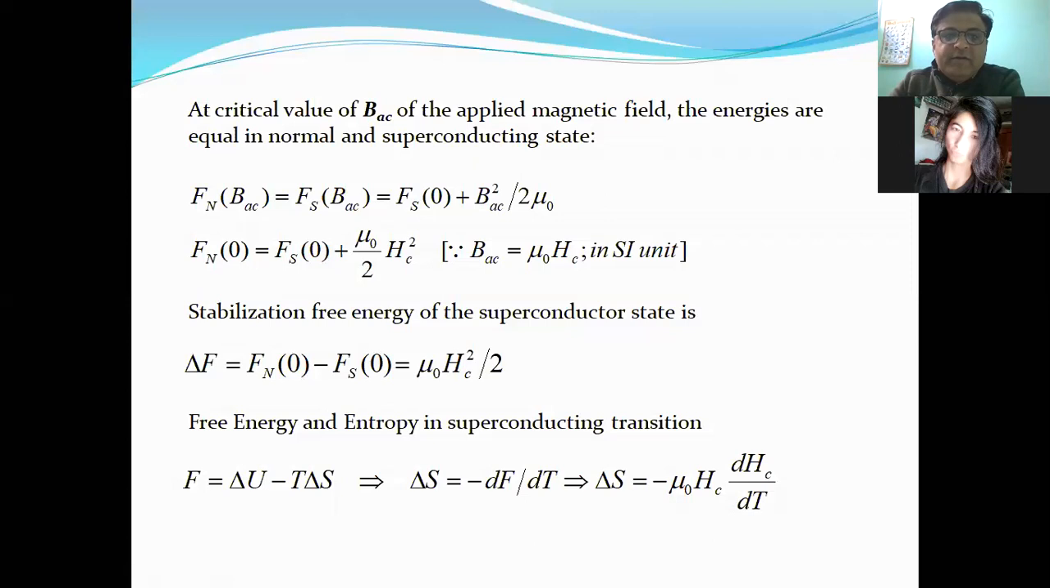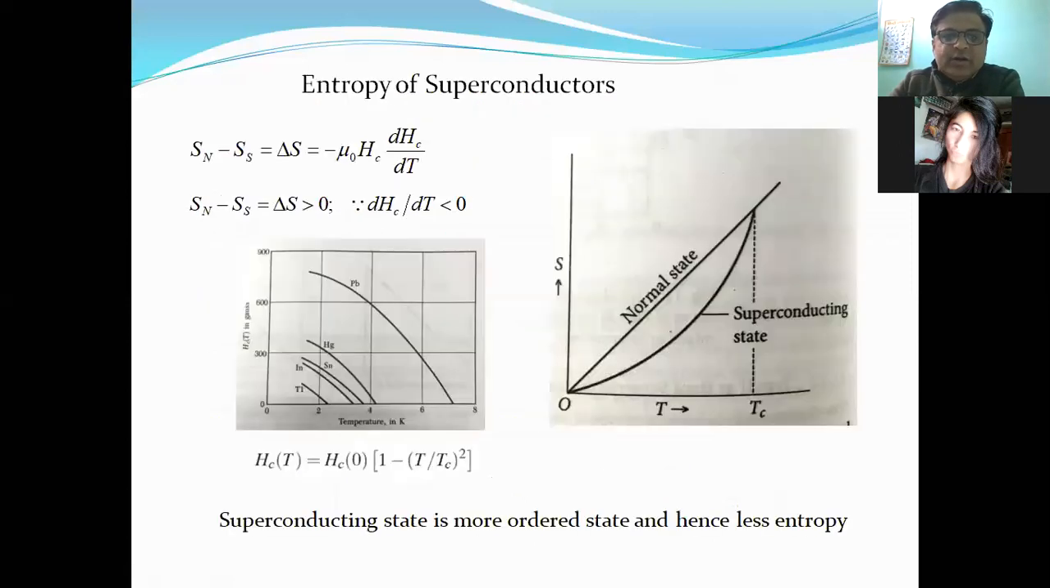So now we are in a position to understand the entropy of the superconductors. So delta S is basically entropy in the normal state minus S_S, entropy in the superconducting state. So that gives us minus mu naught Hc dHc upon dt. Now this dHc upon dt, the sign of this will determine whether this entropy is positive or negative.